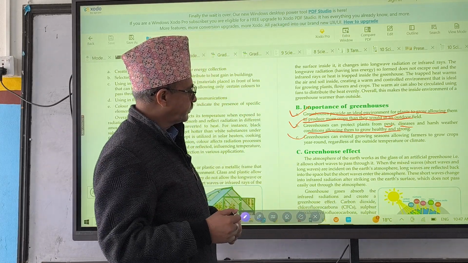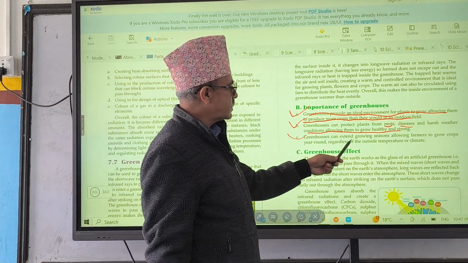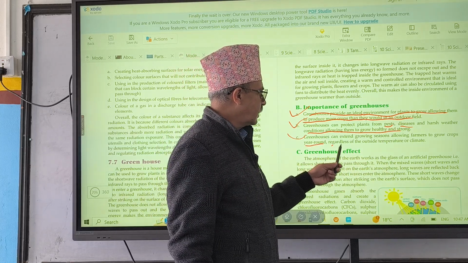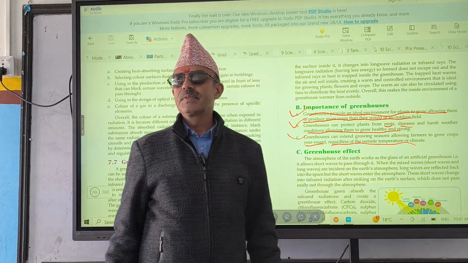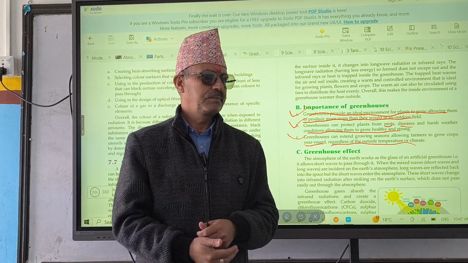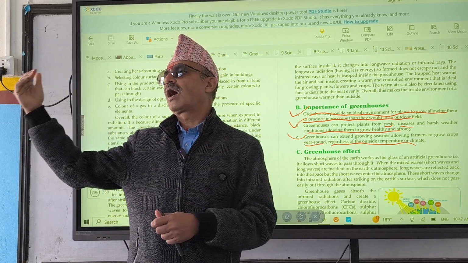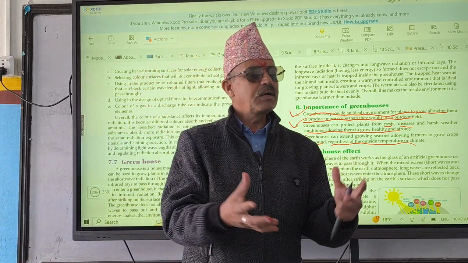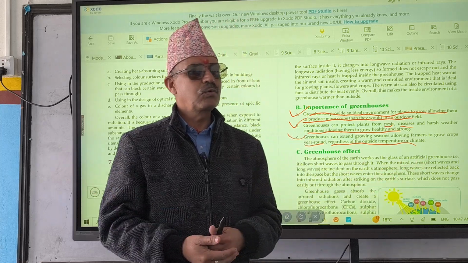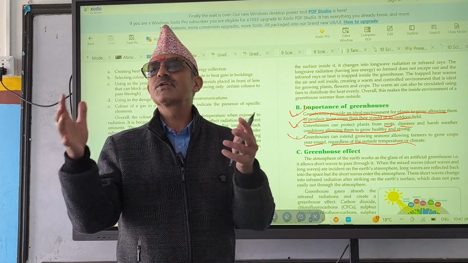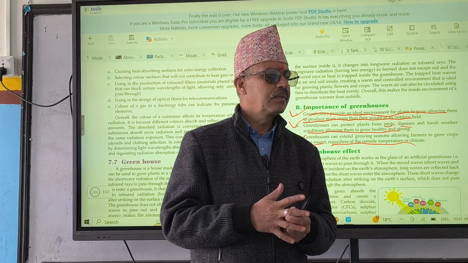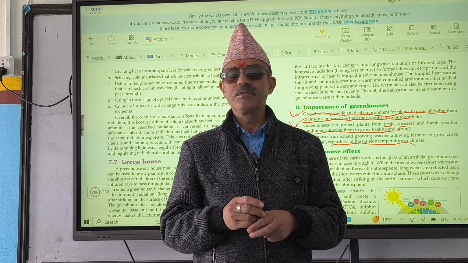What is the third one? Greenhouses can extend growing seasons, allowing farmers to grow crops year round, regardless of the outside temperature. So, farmers can grow the crop throughout the year. It doesn't matter how is the outside condition. Like tomato can be grown throughout the year. Vegetables can be grown throughout the year. But they must have technique and idea. So, are greenhouses useful to us or harmful to us? What do you think? They are very, very useful.